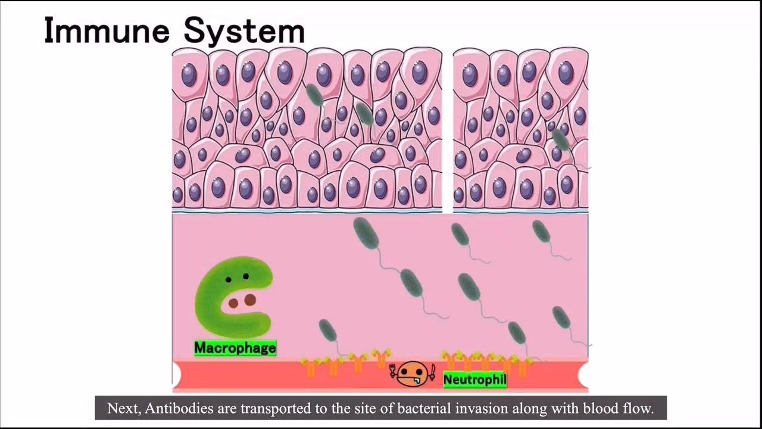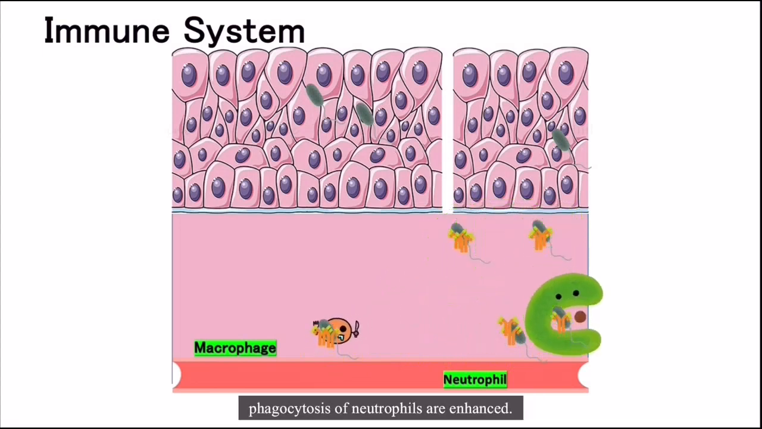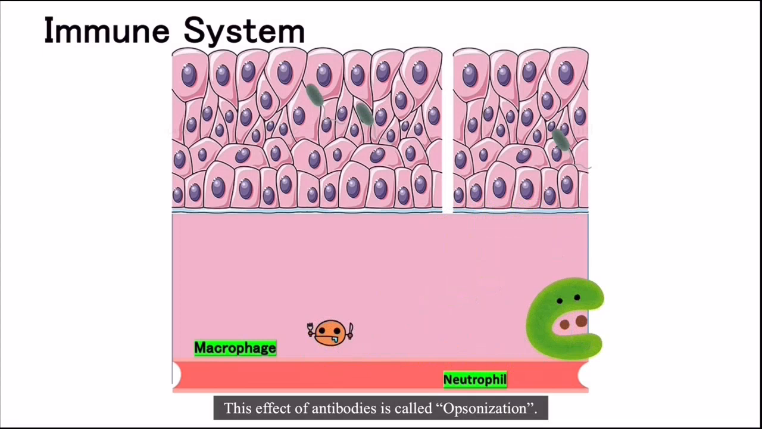Next, antibodies are transported to the site of bacterial invasion along with blood flow. By binding to the specific antigen of the bacteria, the phagocytosis by neutrophils is enhanced. This effect of antibodies is called opsonization.